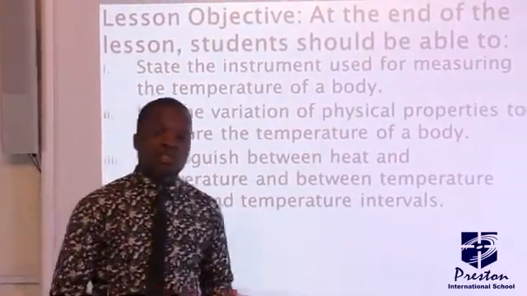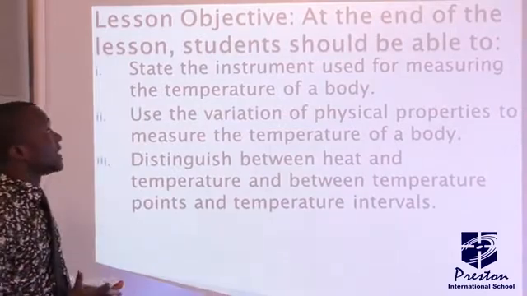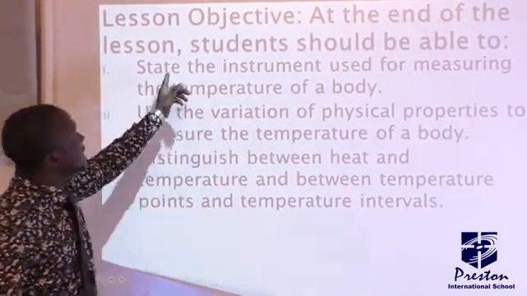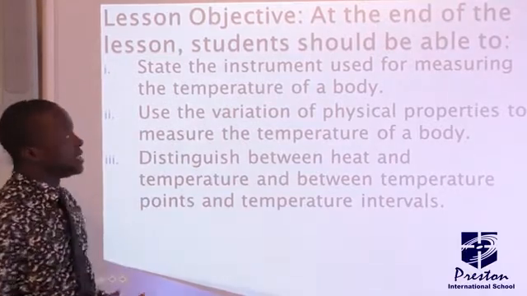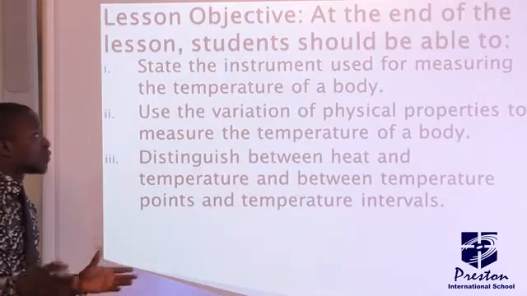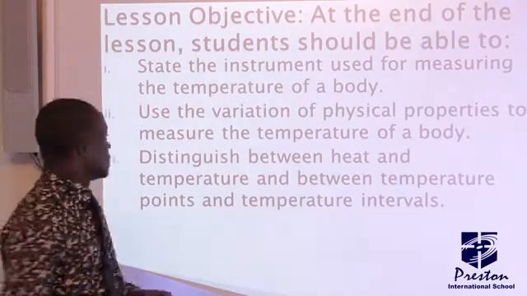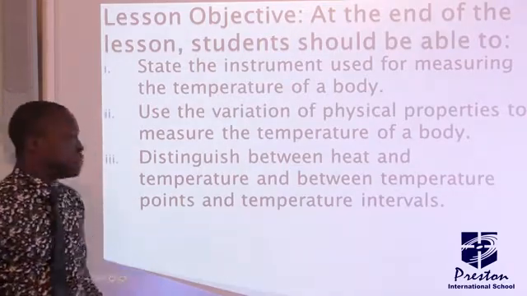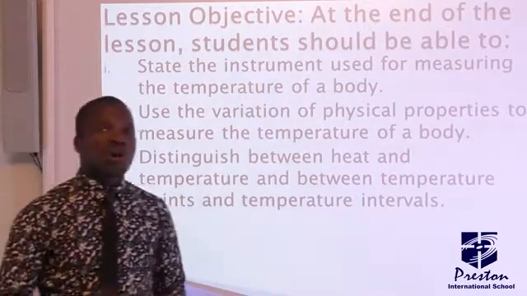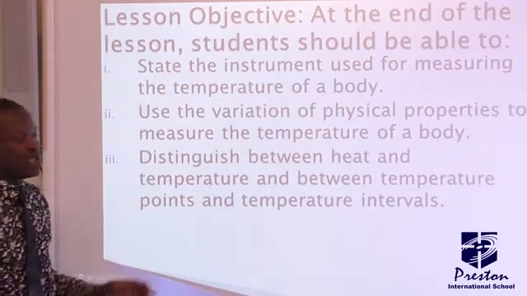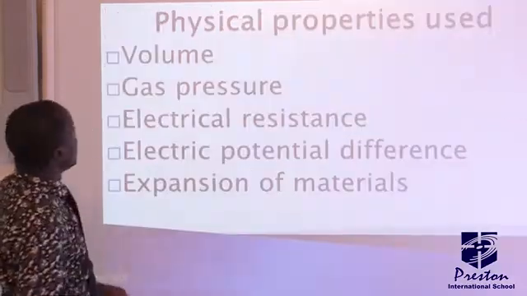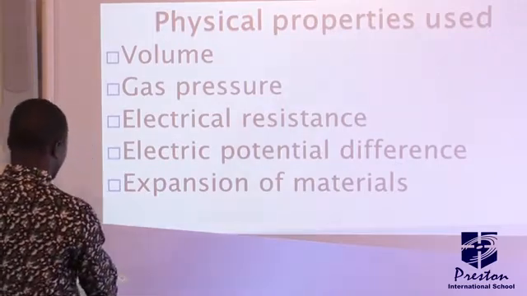The lesson objectives for today's class are, at the end of this lesson, you should be able to: one, state the instrument used for measuring the temperature of a body; two, use a variation of physical properties to measure the temperature of a body; and three, distinguish between heat and temperature, and between temperature points and temperature intervals. You should be able to differentiate between these two things.